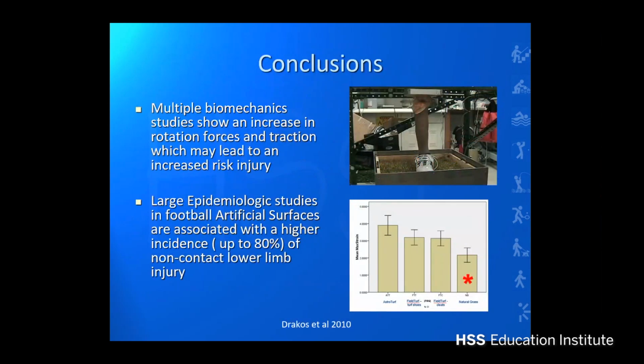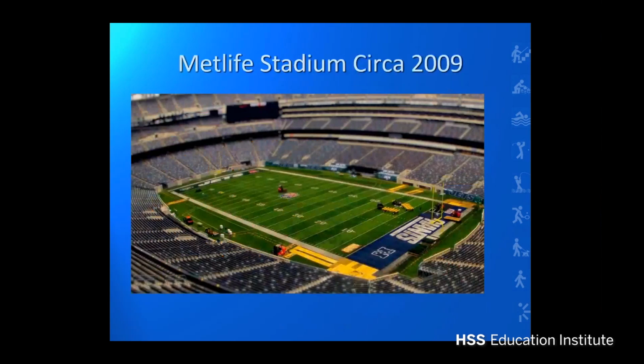We did a biomechanics study looking at rotation forces and traction, which lead to increased injury. What we found was that natural grass was basically your safest. The strain in your ACL, when we did a cadaver project, went up about 30 to 40% on the artificial field turf surfaces. And when we went to AstroTurf, it was up 80%. So basically it's less strain on your joints when you do the grass.